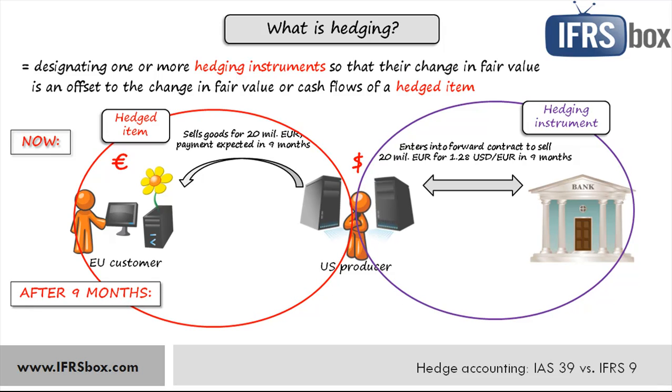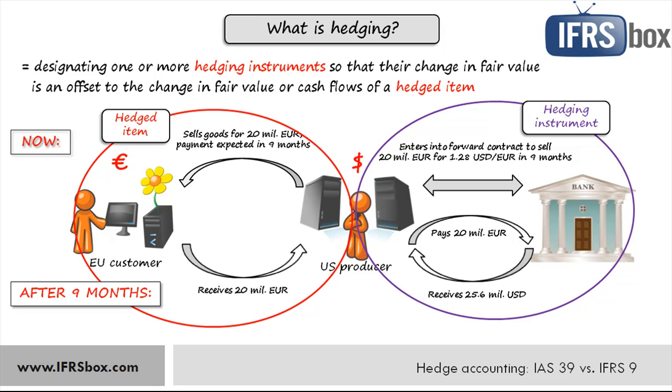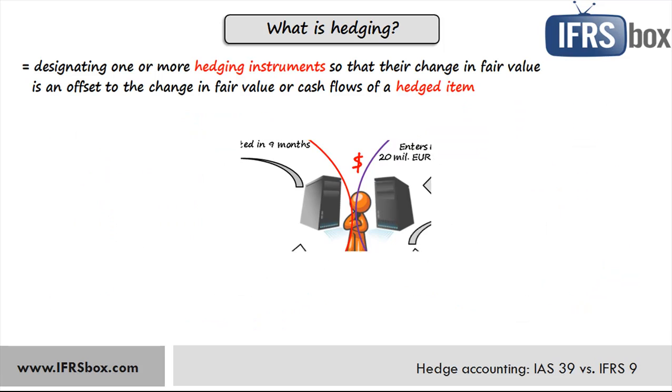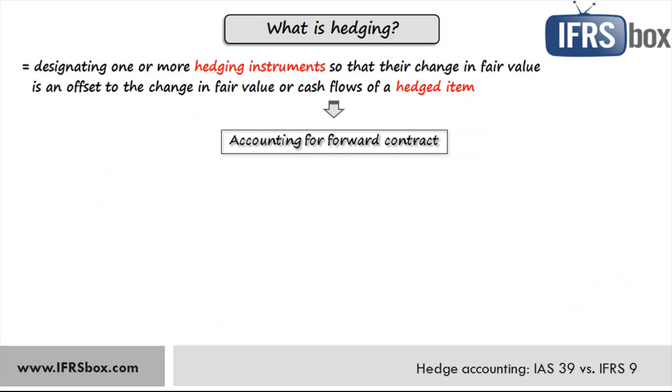First of all, US producer gets paid 20 million euro from European customer, but at the same time, as there is a forward contract with the bank, US producer pays these 20 million euro to the bank and receives some predetermined amount in US dollars. Effectively, he fixed this exchange rate 9 months ago when he entered into foreign currency forward. Now, let's see how it looks like in our accounting records.